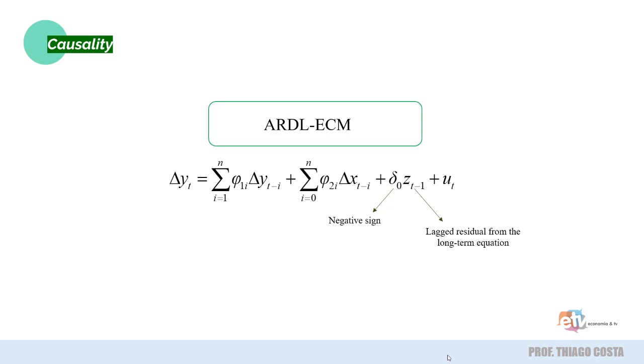Even without a long-term relationship, we can calculate the cumulative impact of variables over time, but in this case, there is no equilibrium to return to.